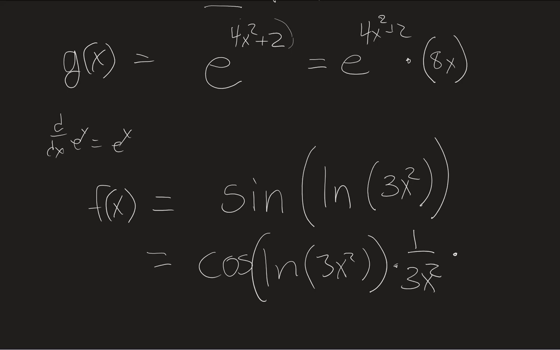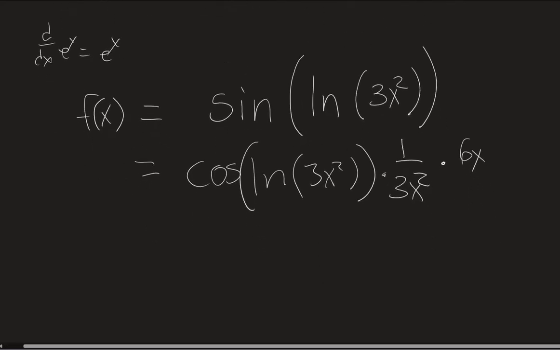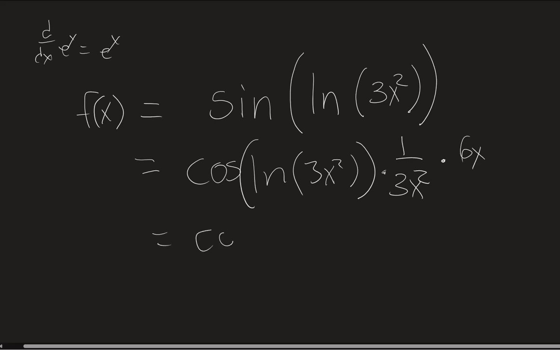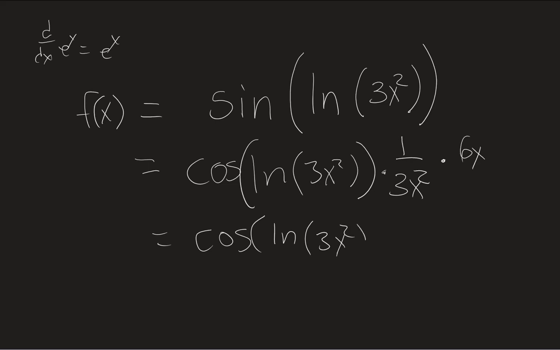So if I cleaned this up a little bit, which I can't help doing, which is not really the point of this lesson, it's cosine of natural log 3x squared times 6x over 3x squared. The x cancels, and the 3 cancels with the 6, and so I get 2 over x cosine natural log 3x squared.